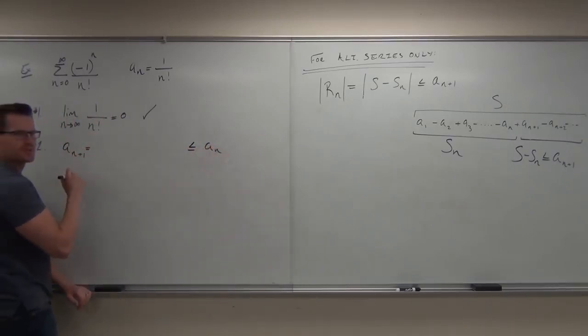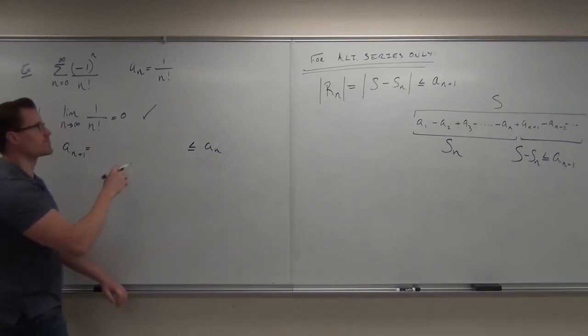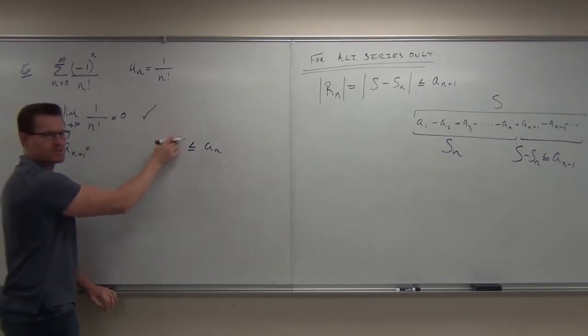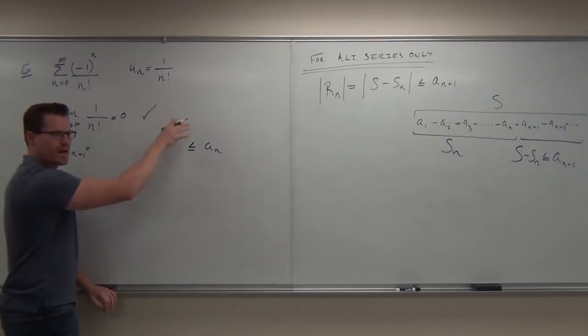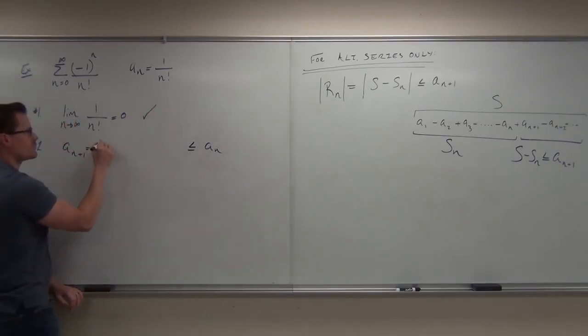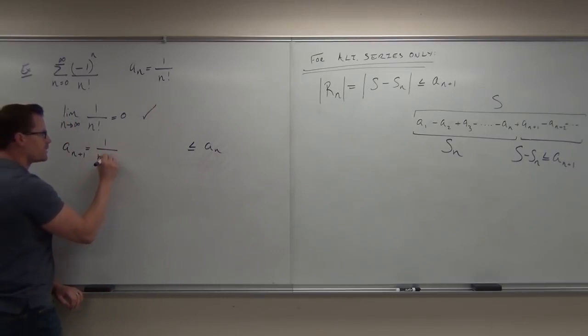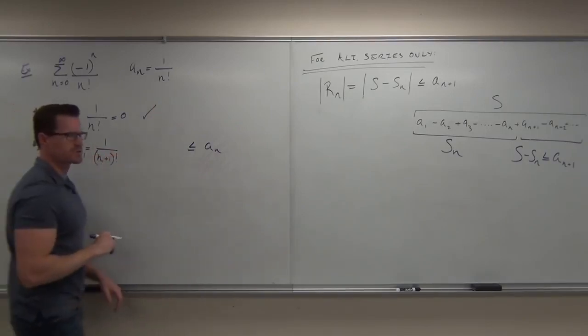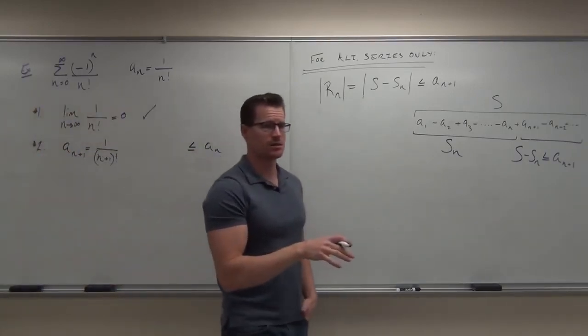How much is a sub n plus 1? You know how to find the next term? You start with whatever a sub n is. Look, it already gives you a sub n. And then you just add 1 to however many n's you got. So for us it'd be 1 over n plus 1 factorial. Yep, n plus 1 factorial. Does that make sense to you?